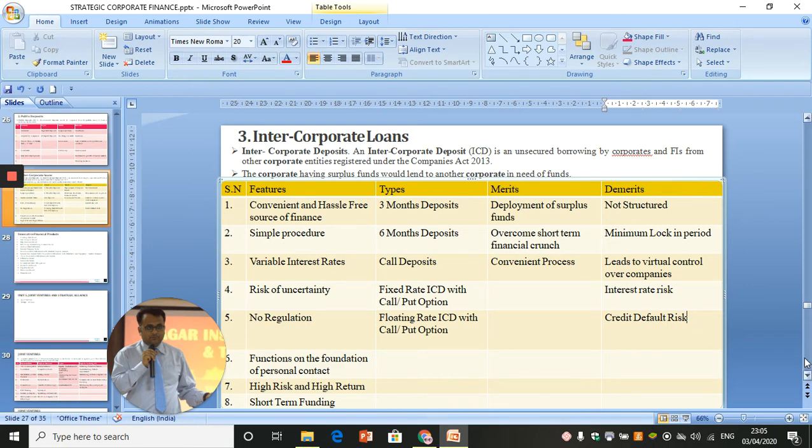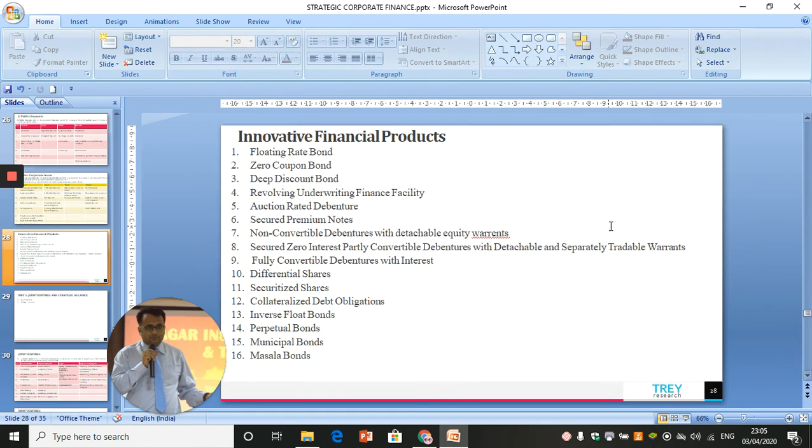So that is how it is. Now let us go for innovative financial products. What are the innovative financial products? First one is floating rate bond. Floating rate bond is a bond with market rate of interest, whatever market rate of interest is going on. So the interest rate on this bond is floating.